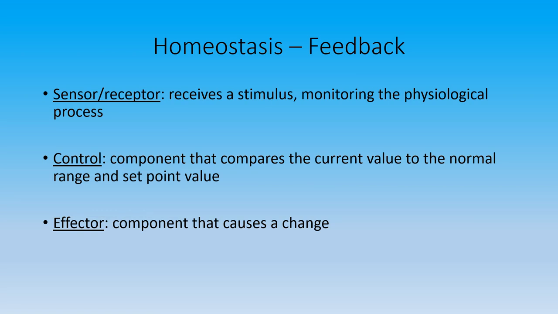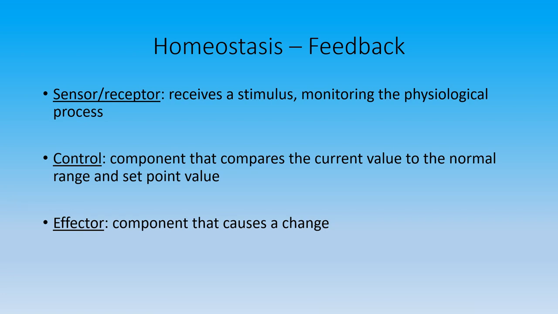It's going to receive that stimulus, and then it will send that information to the next component, which is the control center. Typically, this is going to be located somewhere in the brain, that's going to receive this information and, okay, this is what the current value is. Let's see how this compares to our set point. Does it fall within the normal range? We're okay, we don't have to do anything. Or if it is outside the normal range, then it determines what type of response needs to be made.